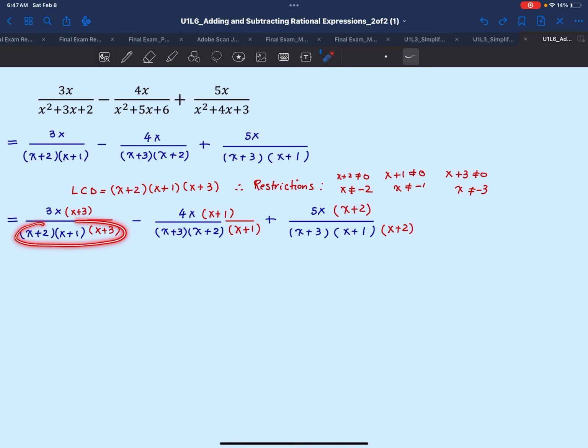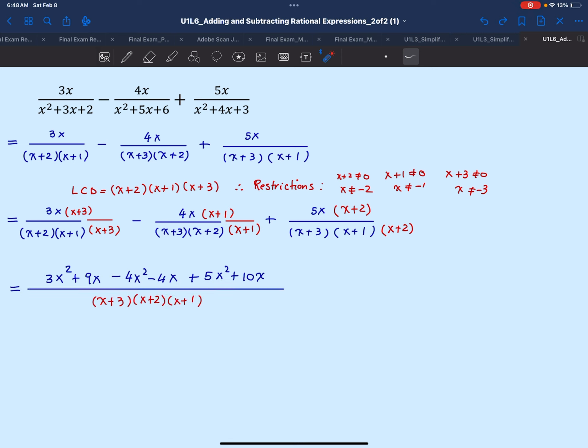As you can see now, all the denominators are the same, which means that we can bring the entire rational expression under the same denominator. And while we bring all the terms under the same denominator, we try to expand the terms in the numerator. So 3x times x plus 3 will give 3x squared plus 9x. And then we have minus 4x times x, minus 4x squared. Minus 4x times 1, negative 4x. Next we have 5x times x, 5x squared, and 5x times 2 is 10x.